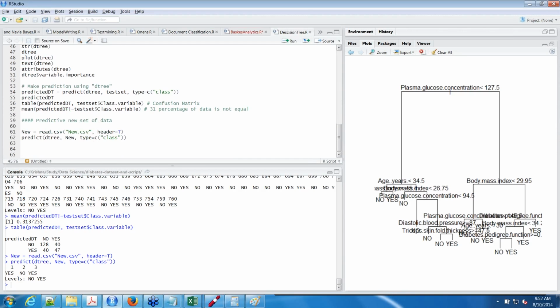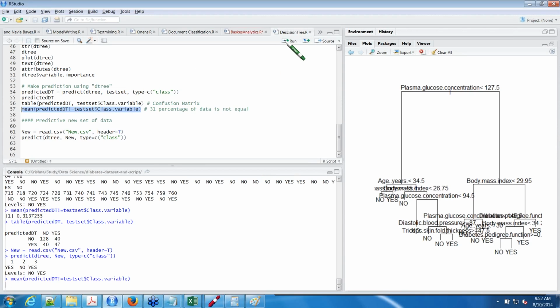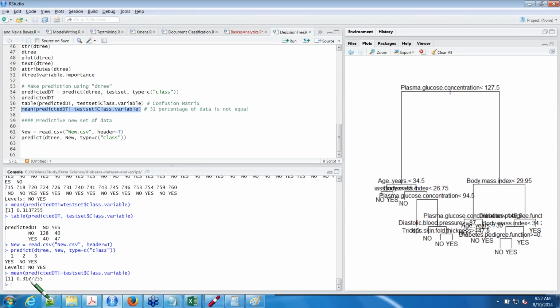So 69% accuracy. There are two ways you can calculate the accuracy of the model. Either by taking the mean of the actual versus predicted differences, which gives the error value. 100 minus this is called the accuracy. 31% is the error. Is that clear, Sundar? 31% is the error, and 100 minus 31 is going to be the accuracy. The same you can also do with the confusion matrix.